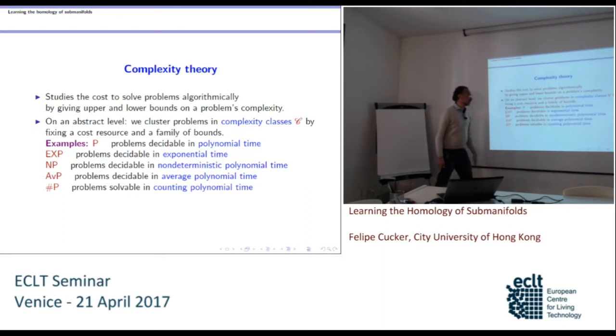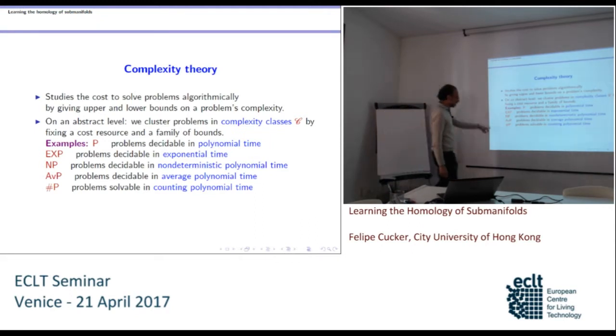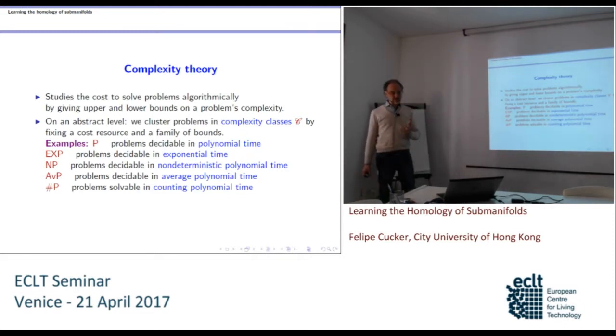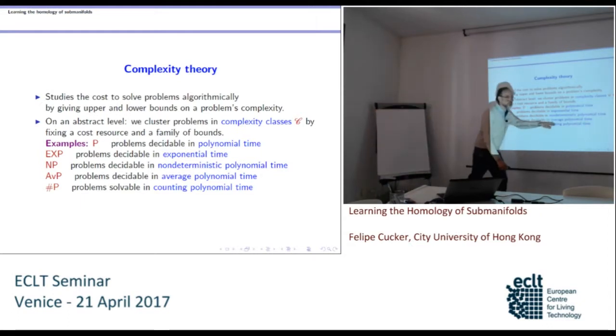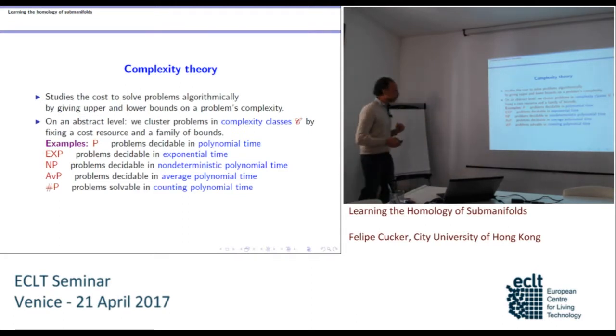Average P, problems decided in average polynomial time. This is interesting because now, if we are on our space of data, we need to have a probability measure, okay, to talk about average. Sharp P, problems solving counting in polynomial time. This has to do with counting problems. It's again a theoretical notion. It has to do with counting the number of solutions of certain problems.